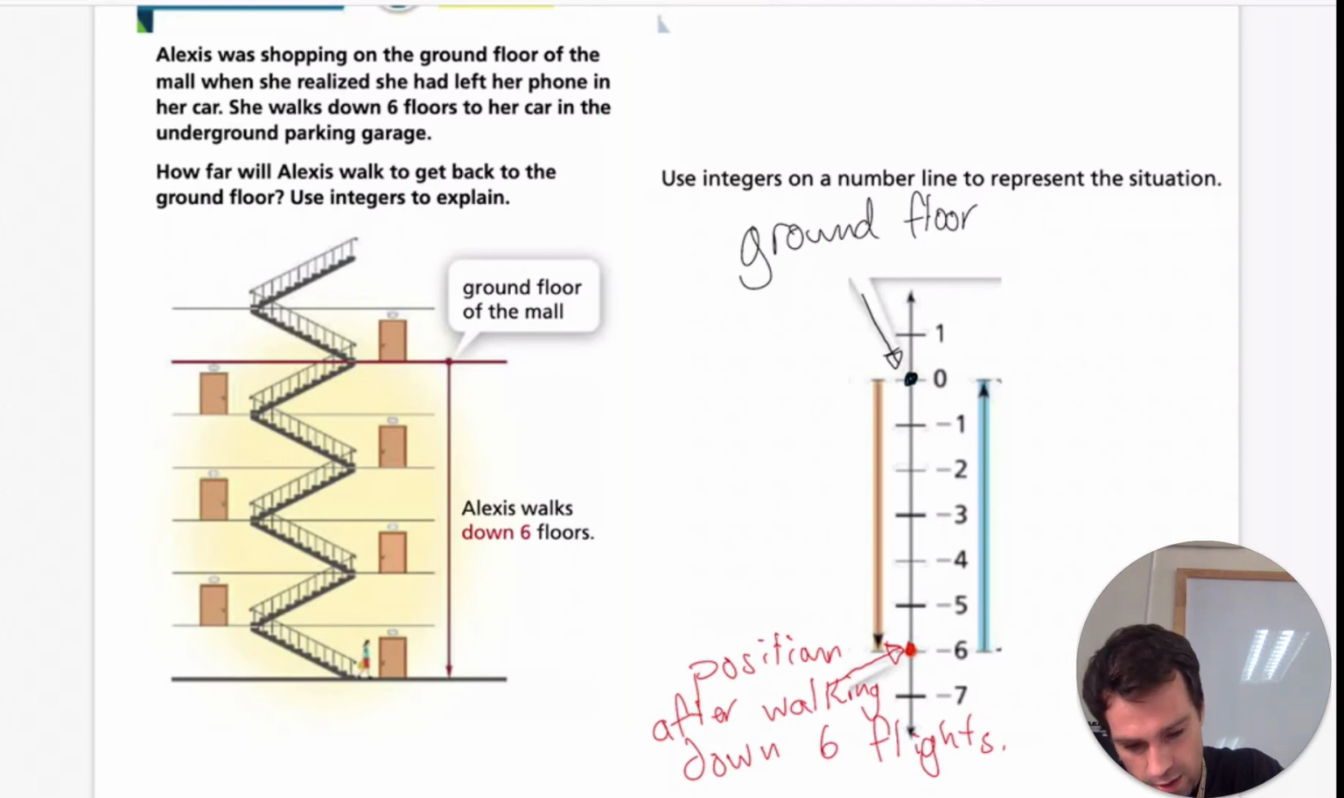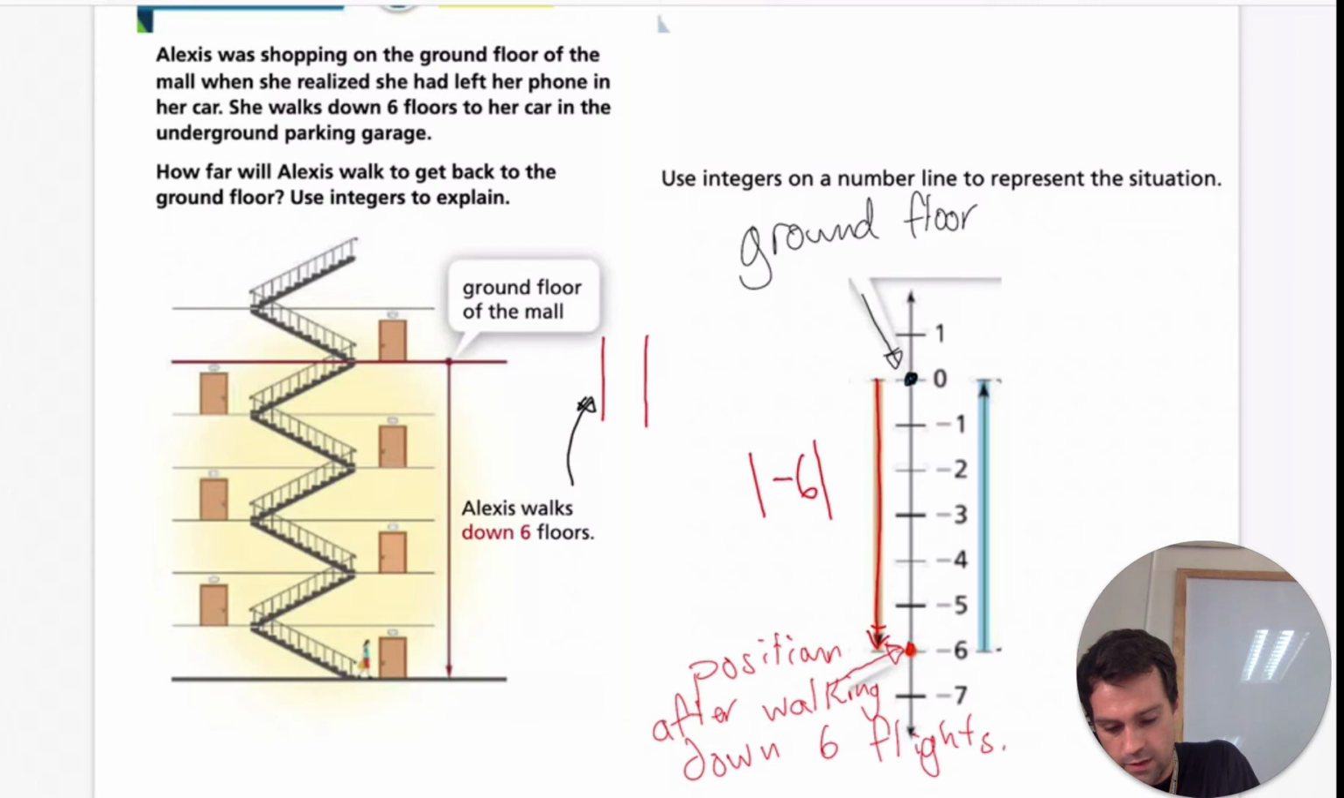So we can see here that she has walked down -6, or we can use these bars here to tell us she's traveled an absolute value of -6. So these bars tell us this is absolute value. Anything inside, once you remove them, is positive. So it makes the number positive. Okay?